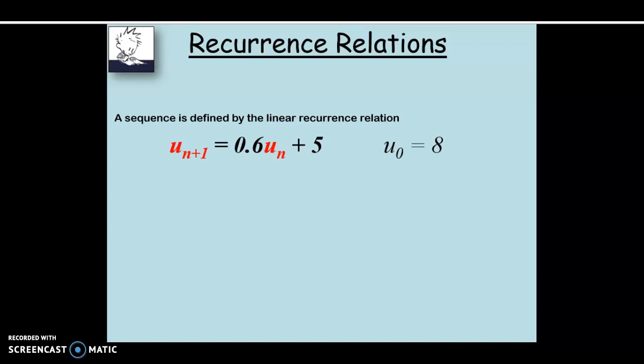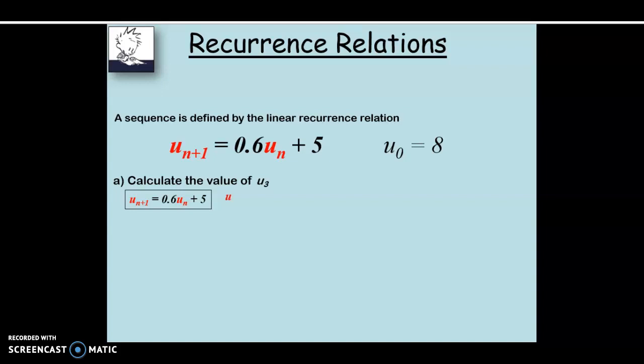A sequence is defined by the linear recurrence relation u of n plus 1 equals 0.6 un plus 5, where our initial value u0 is 8. So we want to now try and find the value of u3. So we're going to use the information we have and substitute these values in our recurrence relation.